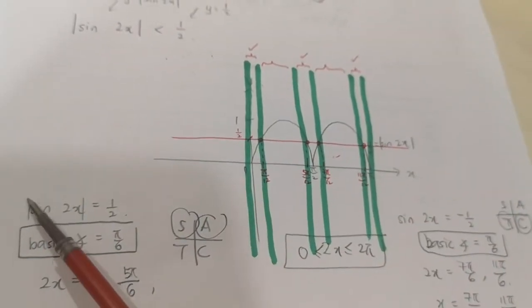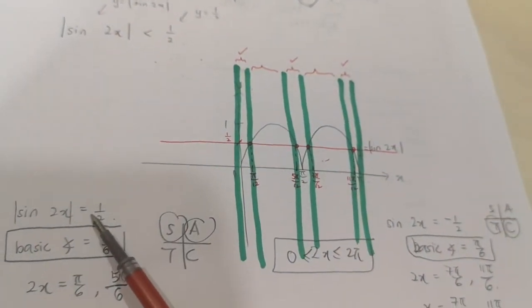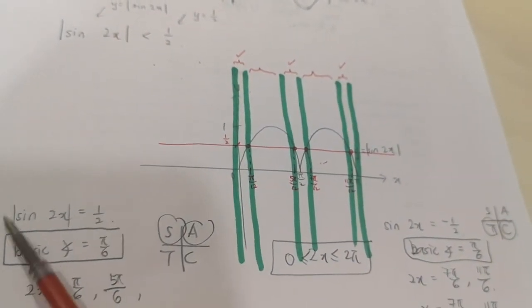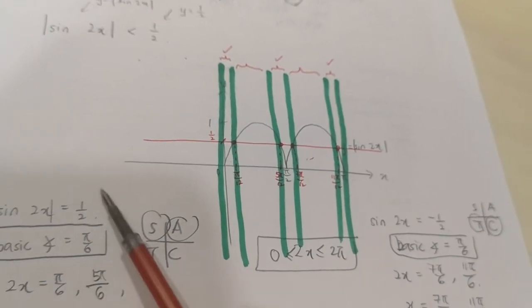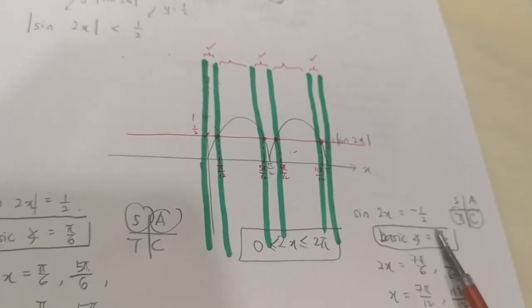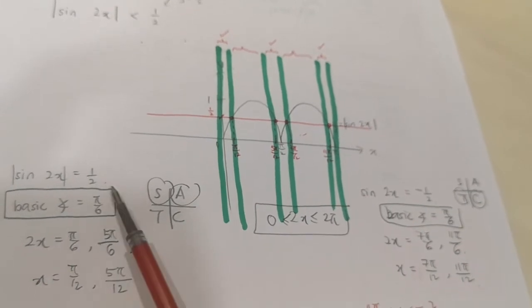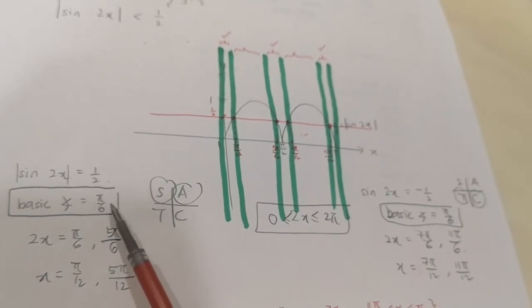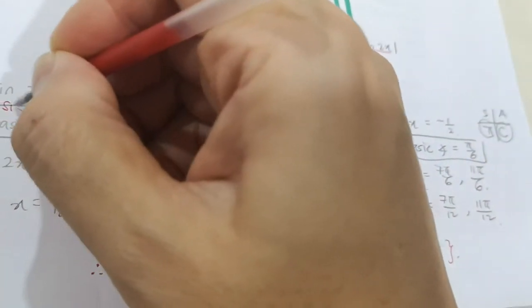To find the intersections, for the modulus, you change less than to equal to. To remove the modulus, one is 1 over 2, the other one is negative 1 over 2. So we need to find 2. For equal to 1 over 2, I use the basic angle. So I write sine 2x equal to 1 over 2.